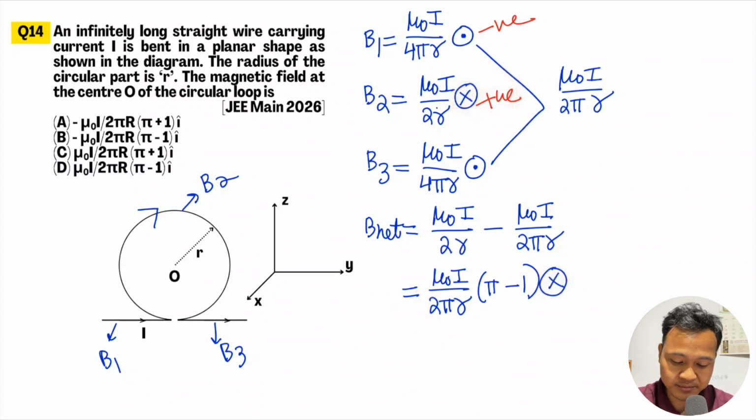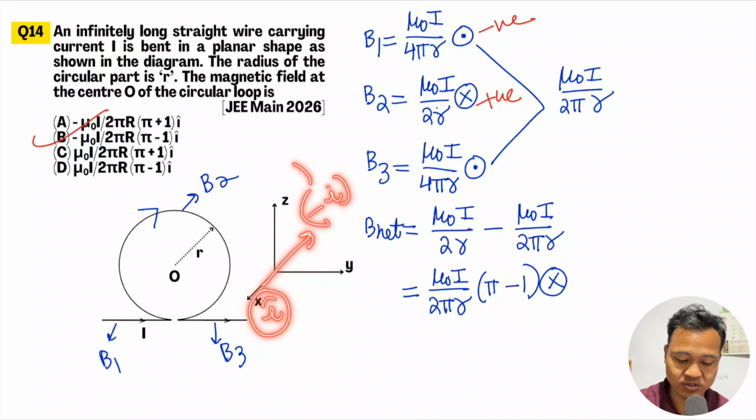Okay, inward, so I kept minus. So pi minus 1. So this is the answer. If outward is taken as plus x, then we keep that. Since this is inward, we keep minus. Okay, so that means this one is minus.